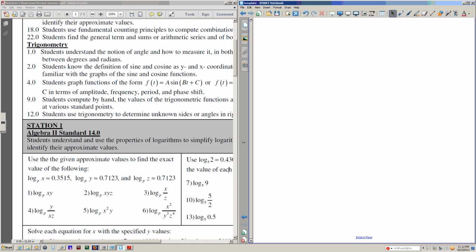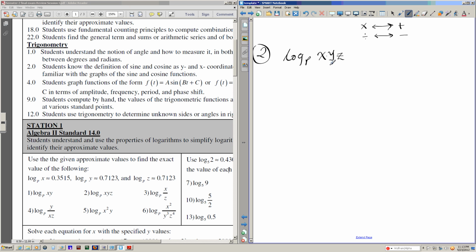For problem two, we're asked to find the value of log base p of xyz. All right, so how do we approach this? Remember, anytime you have multiplication of numbers in the log world, you're basically going to be adding the logarithmic values. And anytime you have division or a quotient of numbers, you're going to be subtracting the logarithmic values. In this case, we have a product of three variables.